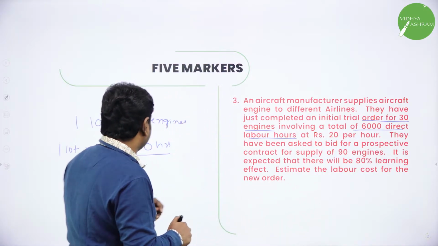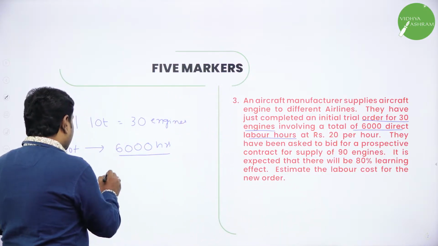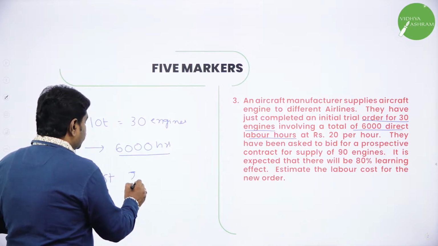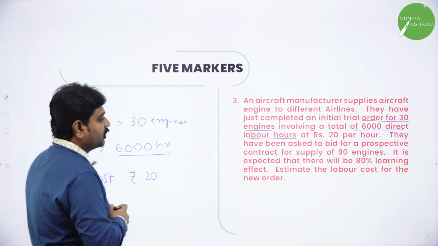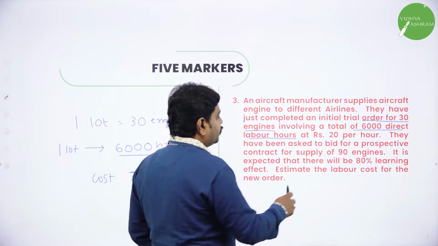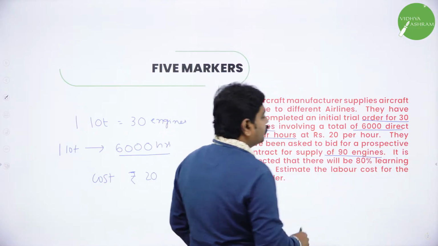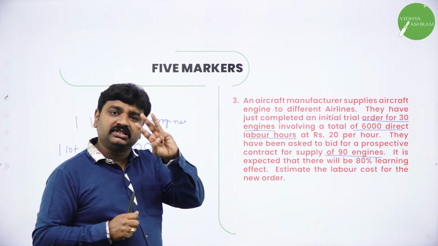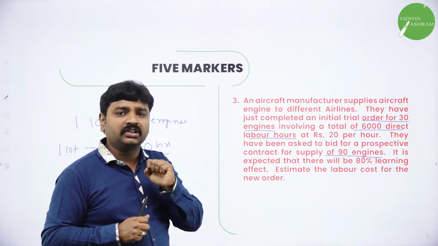So cost also they gave. Cost is how much? Per hour they gave cost ₹20 per hour. This is also given. Now they want you to estimate the cost for 90 engines. So 90 engines means 30 engines is one lot. 90 engines means what? 3 lots.